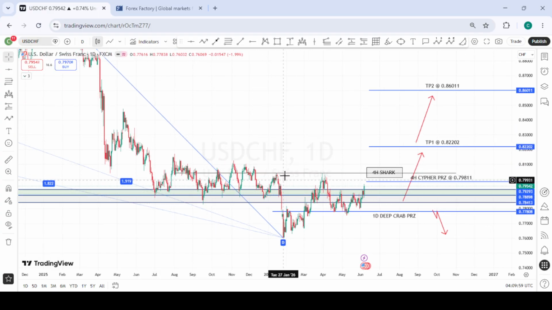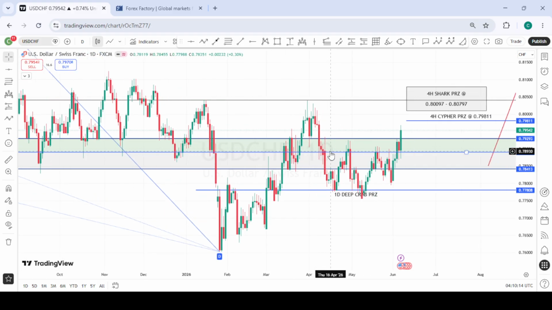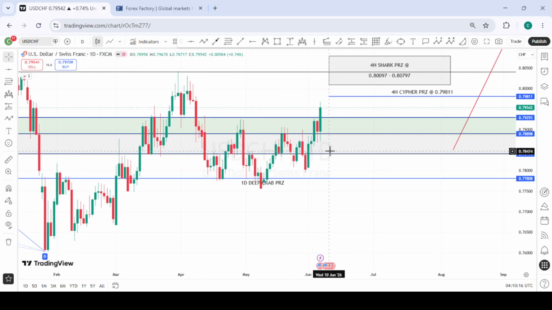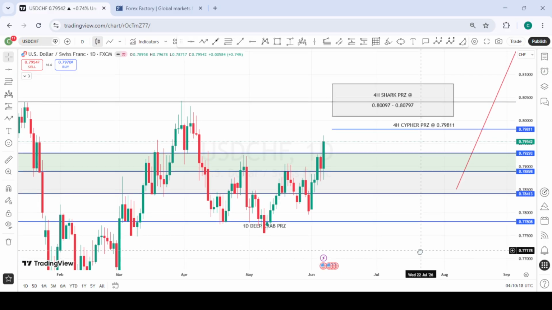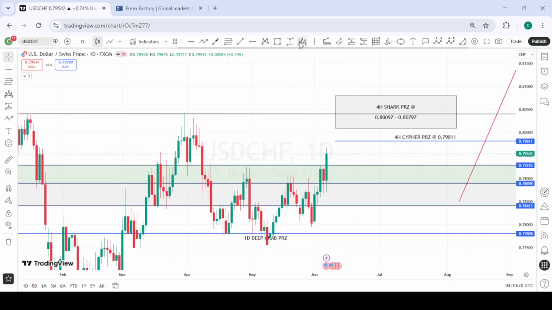All this area, this consolidation we see right here, is the left shoulder, and this move we had here is the head, and now we have the right shoulder developing. If you watch closely, the right shoulder is giving us an inverted head and shoulder formation. This is the inverted head and shoulder that has developed at the possible right shoulder, which we are looking out for on USDCHF.